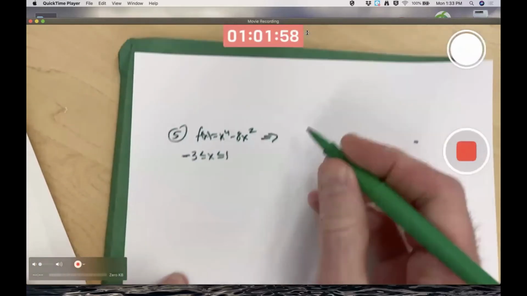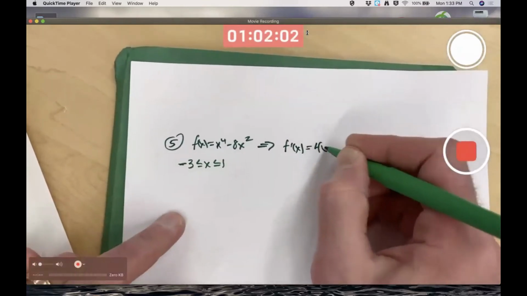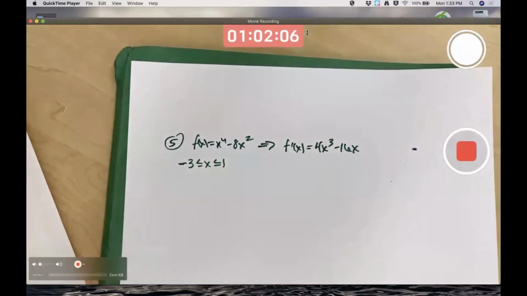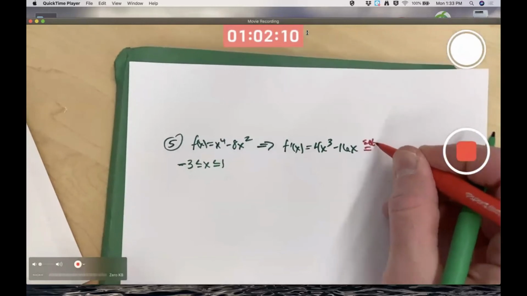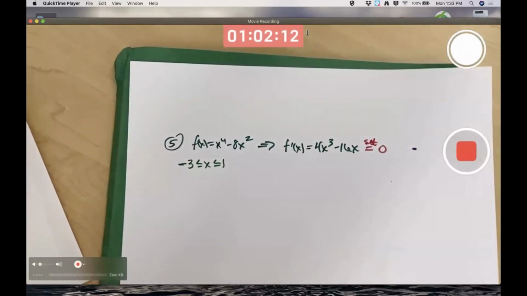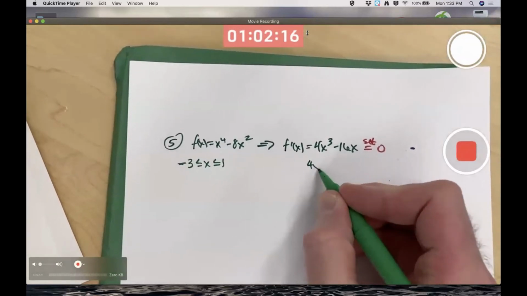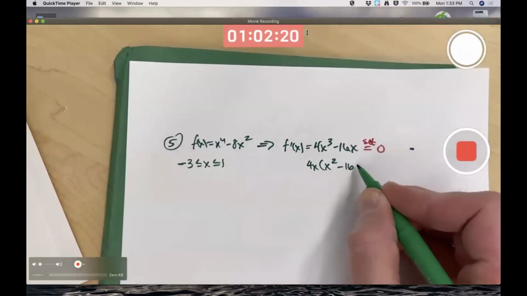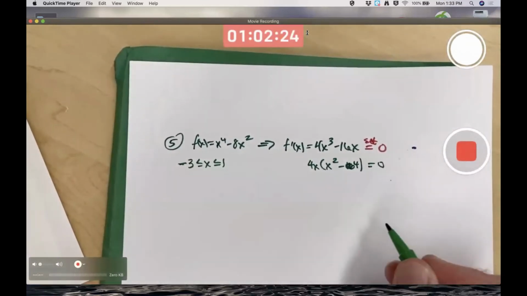Take the derivative: 4x cubed minus 16x. Set it equal to 0, or see where it's undefined. This is a polynomial, so it will always be defined. Solve for x. You can factor a 4x out. You're left with x squared minus 4 in the parentheses equals 0.